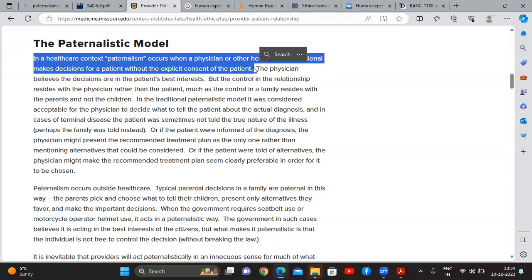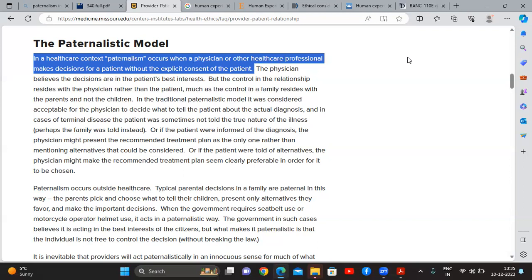So there are different arguments इसमें, वो हम जाएंगे अभी बात करेंगे उसके बारे में. मगर normally it is considered कि the patient or the subject has their own autonomy and they should make their own decisions. A physician or any healthcare professional should not make the decisions for a patient without the explicit consent.